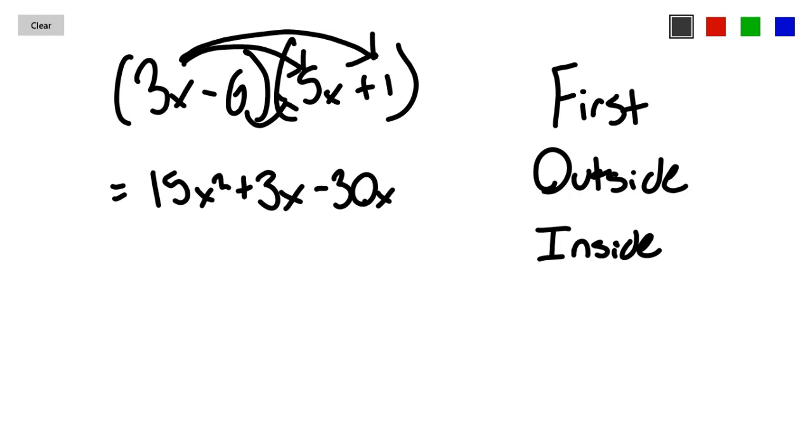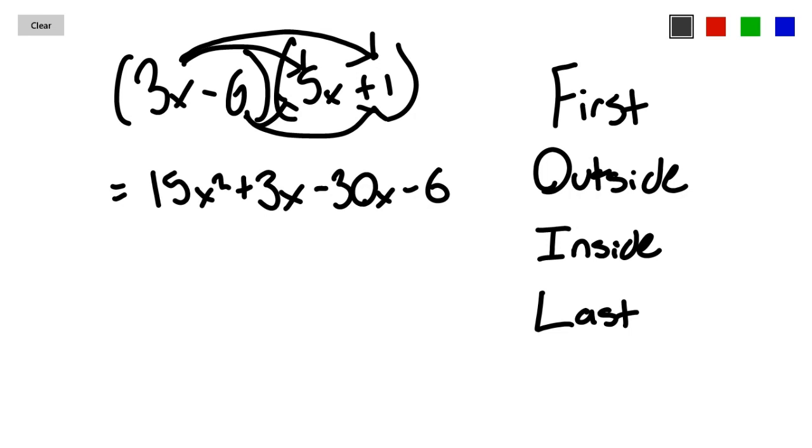And then the L in FOIL stands for last. And that refers to the product of the last two numbers in each binomial pair. So if 3x and 5x are the first two numbers, then the minus 6 and the 1 are going to be the last numbers. So we multiply those together. And this usually gives you your constant term. So we have a minus 6 times 1, which just gives me a minus 6.